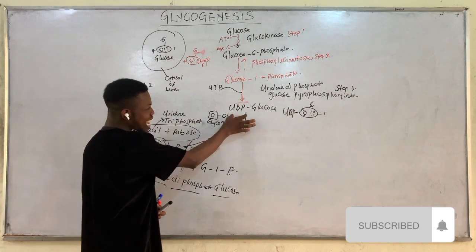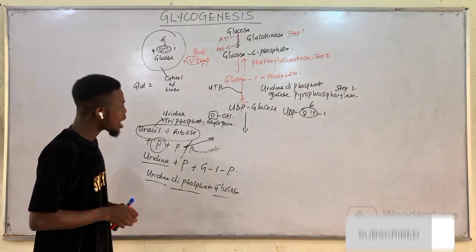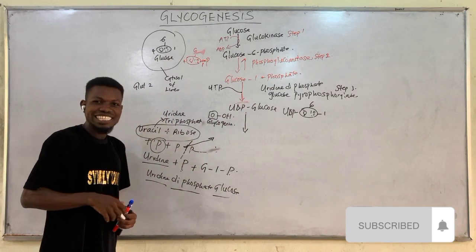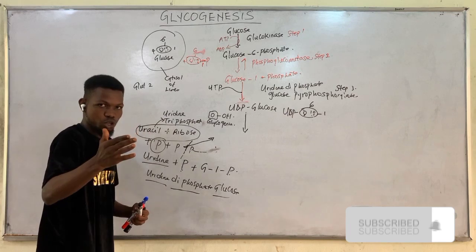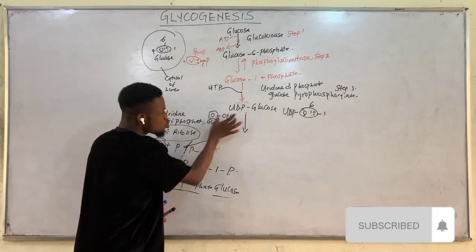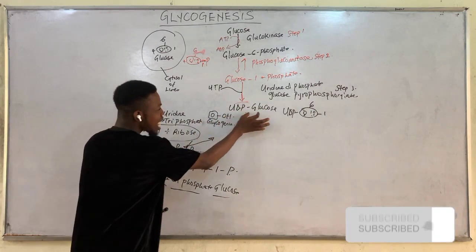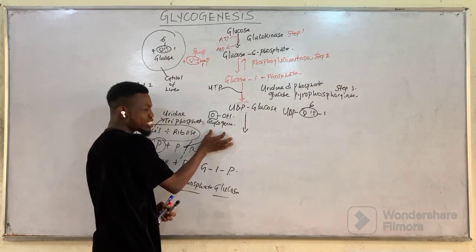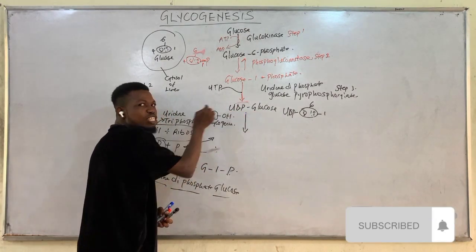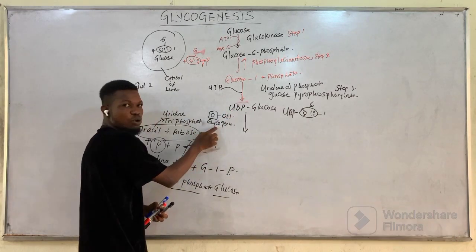So glycogenin is added to what? UDP glucose. Do you get what I'm saying now? One thing you need to know about glycogenin is that glycogenin loves glucose, but it does not love the UDP diphosphate. So how is it possible to add UDP glucose to glycogen? This glycogen is only receptive to glucose, but does not like UDP. So when you add about 3 UDP glucose to glycogen, what happens?